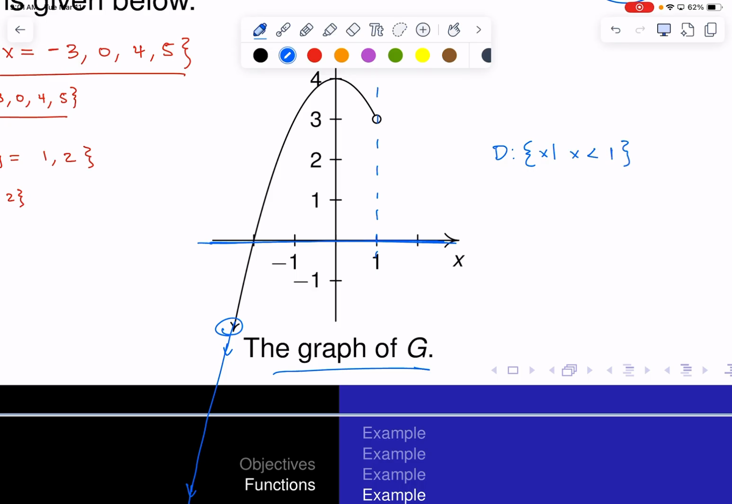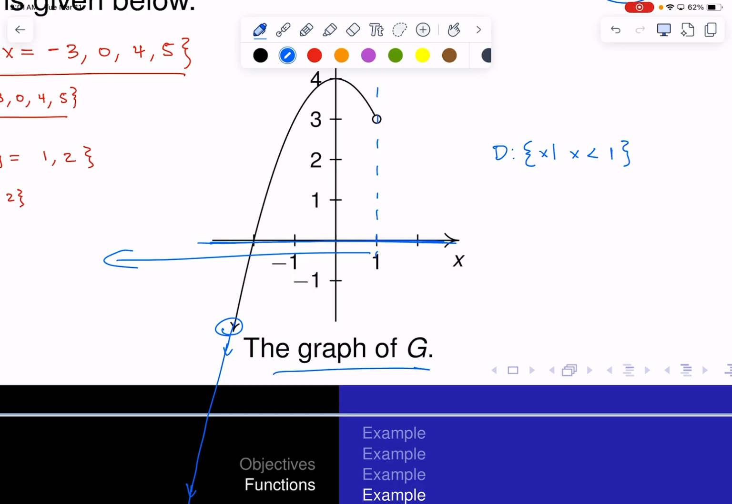Now the reason it's less than is because I'm going to the left of 1. Less than is left. Everybody say less than is left. That'll be easy. Greater than is to the right. That's where the bigger numbers are, to the right. The smaller numbers are to the left. So I'm going to the left of 1 forever.